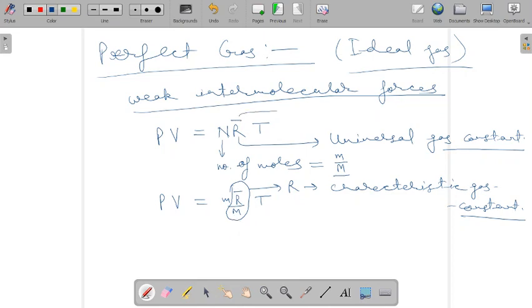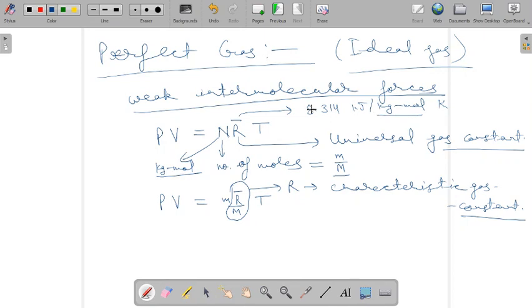Okay, and the universal gas constant R bar has the value 8.314 kilojoule per kg mole Kelvin. What is kg mole? Kilogram mole is the unit of the number of moles. Okay, the unit for that is nothing but the kilogram mole.